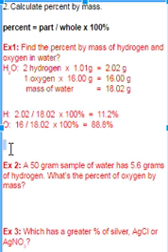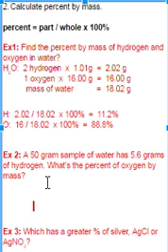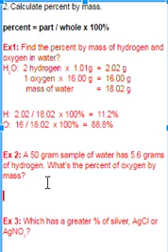So my second example says a 50-gram sample of water has 5.6 grams of hydrogen. What's the percent of oxygen by mass? Well, if you remember about the percent ratios, it should be the same percent of oxygen as we calculated up above, but assuming we hadn't just done that problem, I could take the 50 grams minus 5.6, and that would tell me that the other 44.4 grams are oxygen, because the total has to add up to 50. The 2 parts have to make the whole.